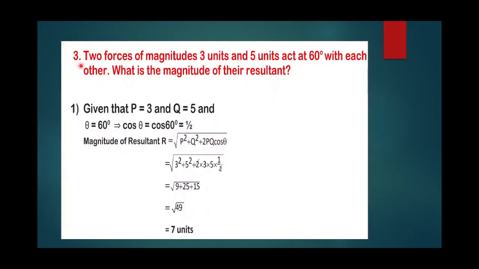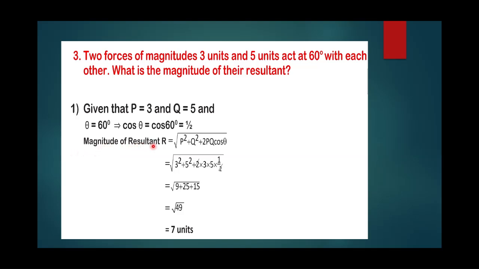Third question: two forces of magnitude 3 units and 5 units act at 60 degrees with each other. What is the magnitude of their resultant? Given that P is 3 units, Q is 5 units and theta is 60 degrees, when we substitute in cos theta, it will be 1 by 2.